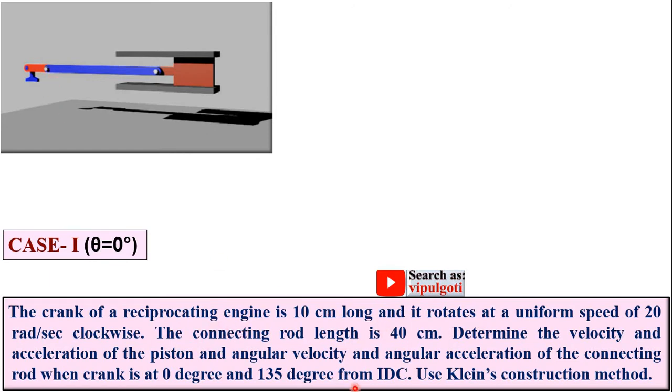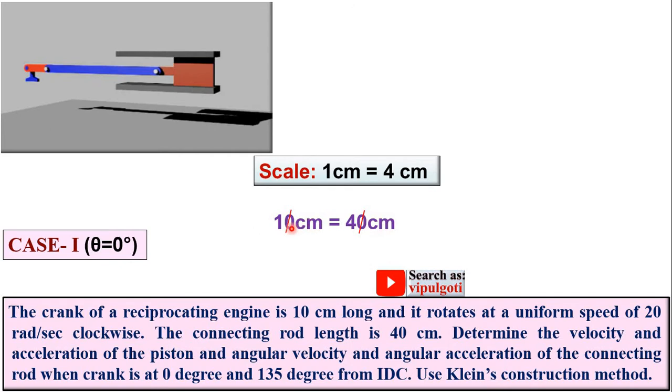Now first of all we have to decide the scale. Look at the dimensions given to you. 10 cm is the length of the crank, then connecting rod length is 40 cm. So pick up the maximum dimension, that is 40 cm, and compare it with the 10 cm always, so that the 0 and 0 will be cancelled and your scale is 1 cm equal to 4 cm. It is a very simple method to decide the scale, so that you can draw it in your sketchbook, in your examination also.